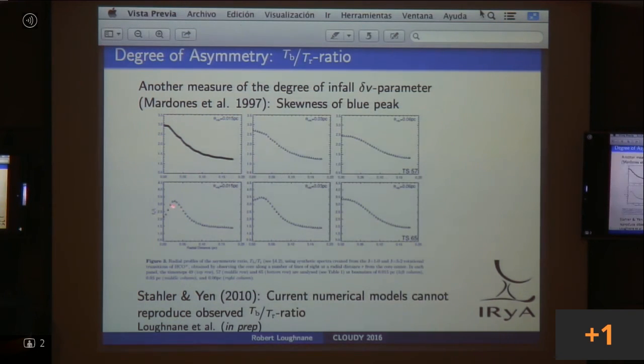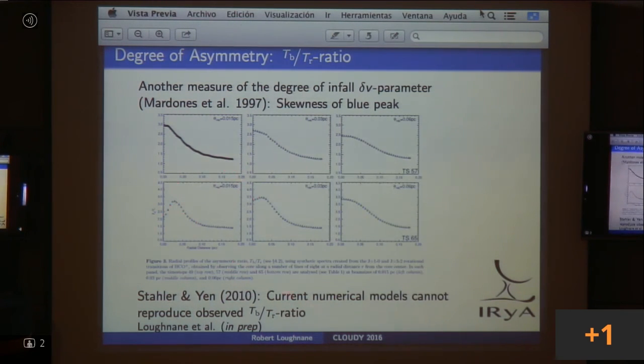However, as you can see, once the line saturates, the TBTR peaks and then drops below 1 for the later time steps. So Stahler and Yen did say in 2010 that numerical models up to that point were not able to reproduce observed TBTR ratios. It's quite satisfying at this point, at least, that we can produce values greater than 3.